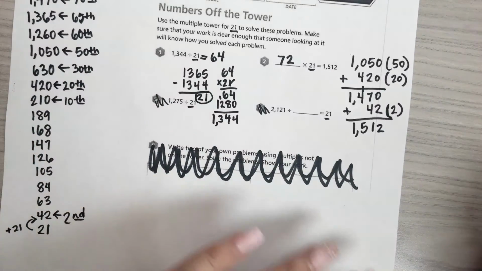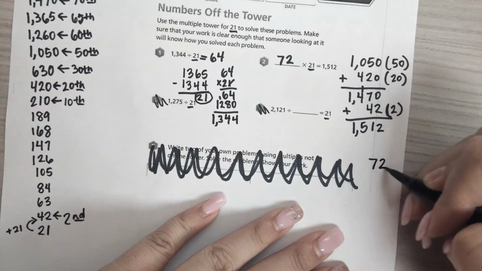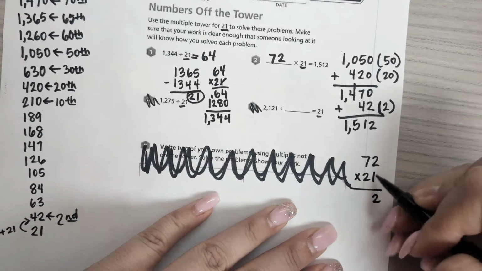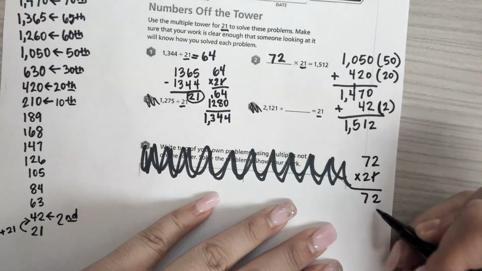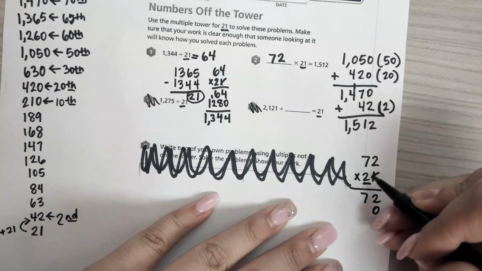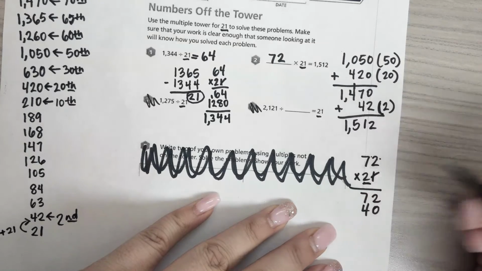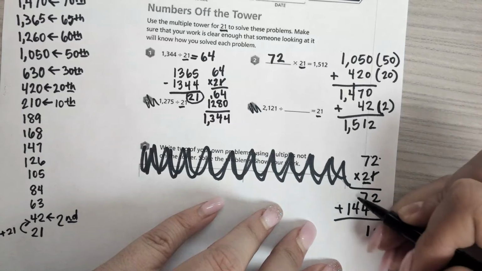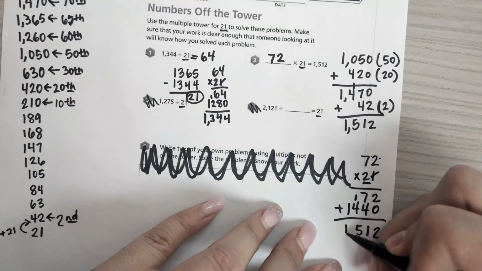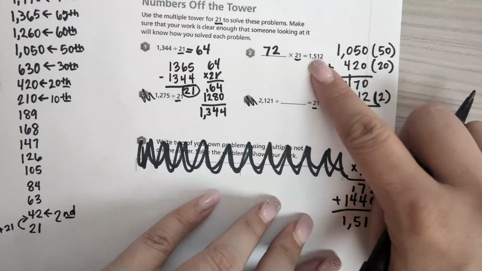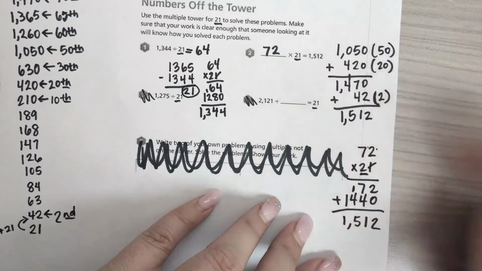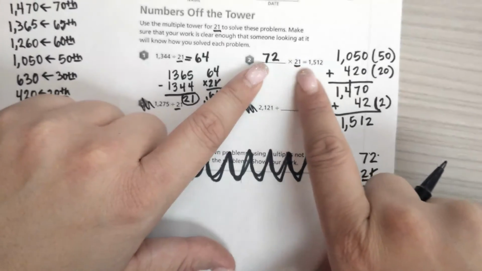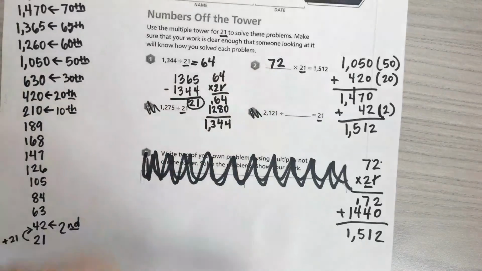Well, let's double check ourselves. I'll just do that here. 72 times 21. 1 times 2 is 2. 1 times 7 is 7. Cross that off. Go to our 2, which is a 20. 2 times 2 is 4. 2 times 7 is 14. And now we add those together. All right, again, I have the same answer as I've got up here and as what our problem is asking us to find. And so I know and I verified that 72 times 21 equals 1512.